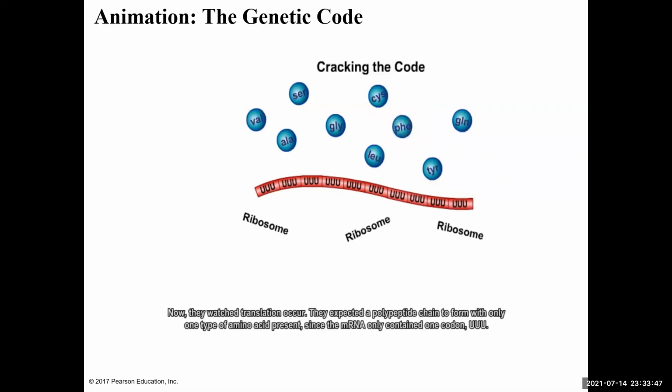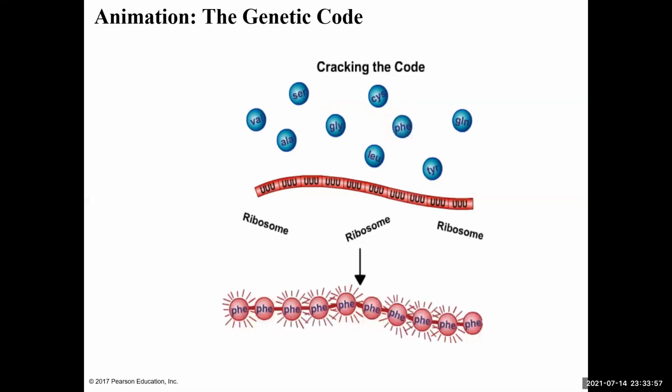Now they watched translation occur. They expected a polypeptide chain to form with only one type of amino acid present, since the mRNA contained one codon, UUU. In the test tube where phenylalanine was radioactively labeled, they found a radioactively labeled chain of phenylalanine. The scientists knew then that they had a match. UUU codes for phenylalanine.